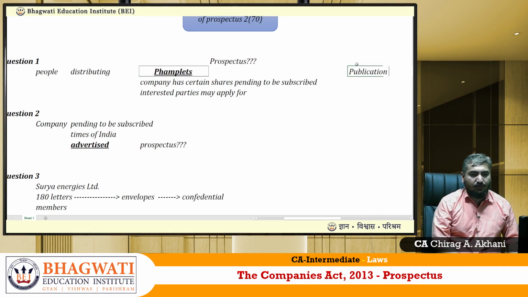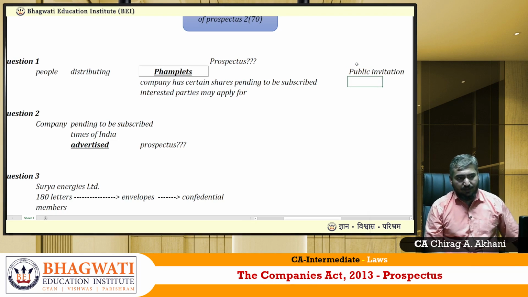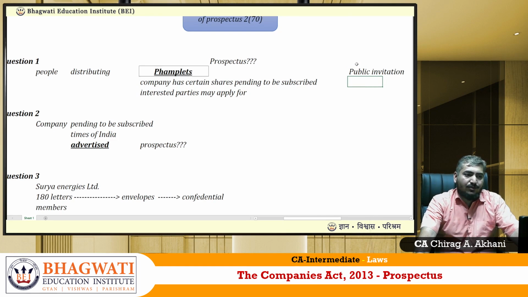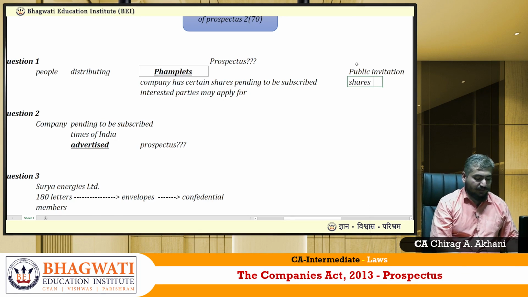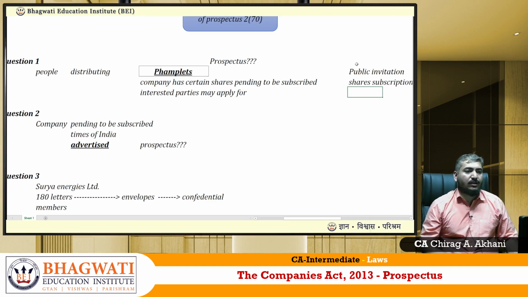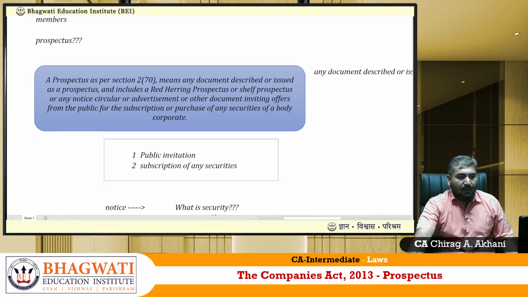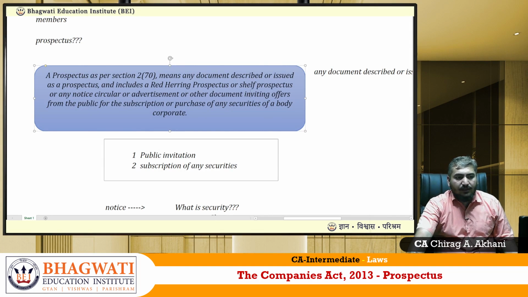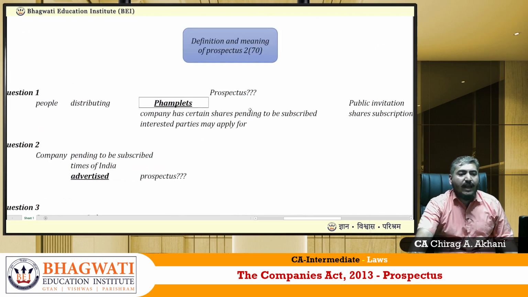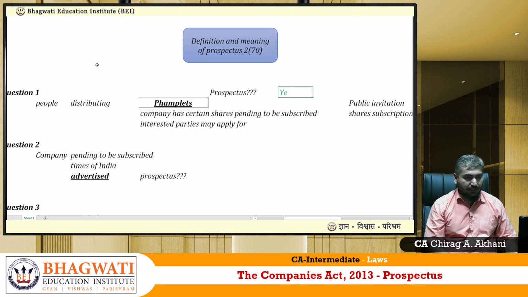And my second cross question is whether it was for subscription of any security. Obviously it is clearly written that certain shares are still pending, so it is for share subscription. So yes, it is for the shares. My dear students, if you refer to the definition in section 2 subsection 70, it is written that any document which contains the invitation or offer to the public for subscription of securities would be considered as a prospectus. So according to section 2 subsection 70, pamphlets are definitely considered as a prospectus. So the answer to this question is, of course, yes, it is a prospectus.